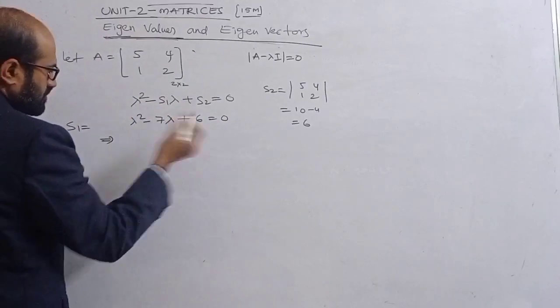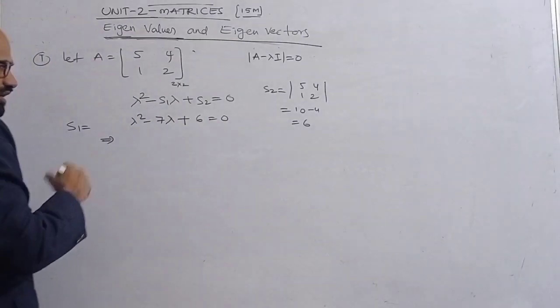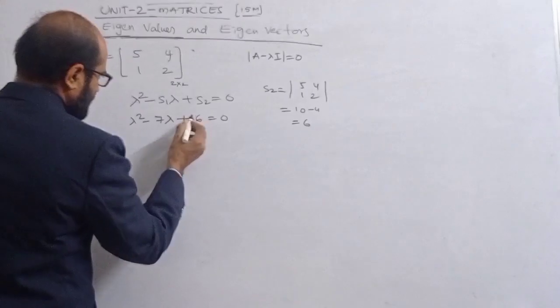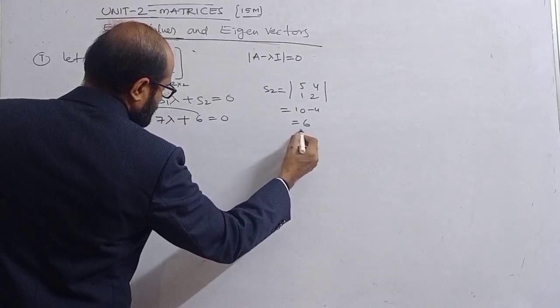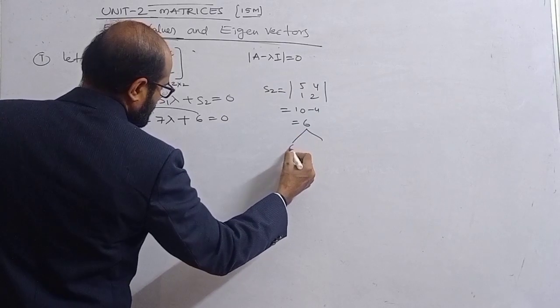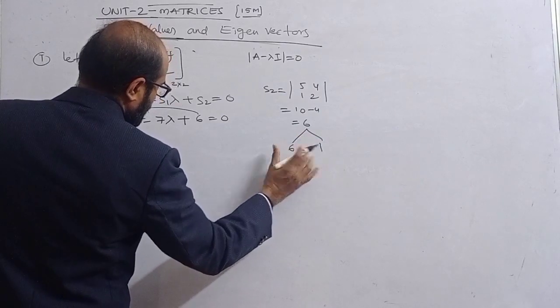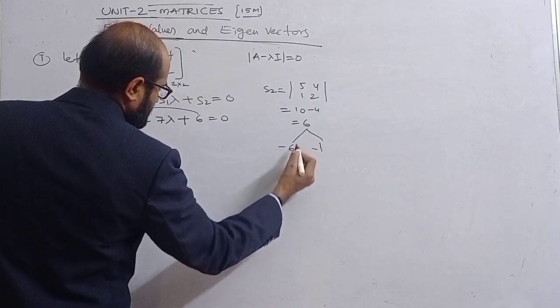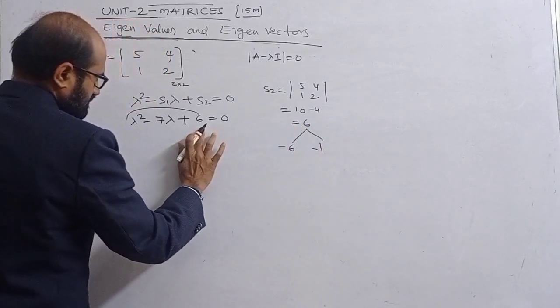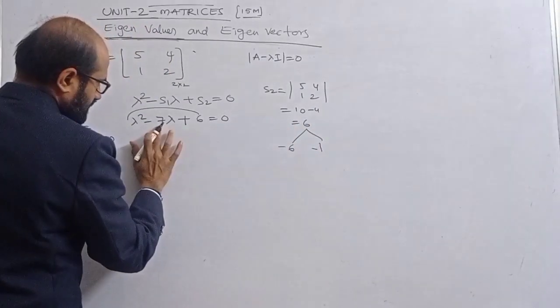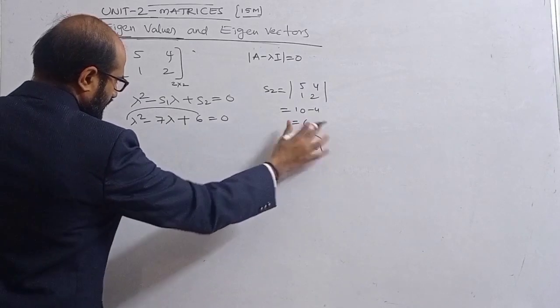So find the solution or roots of this equation. We can factor 6 as 6 into 1. 6 ones are 6, and minus into minus is plus. By adding these you should get minus 7, and by multiplying you should get 6.